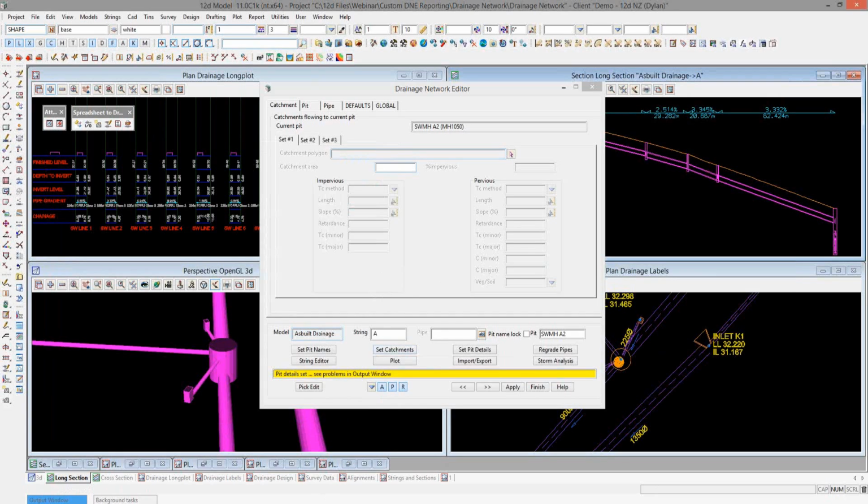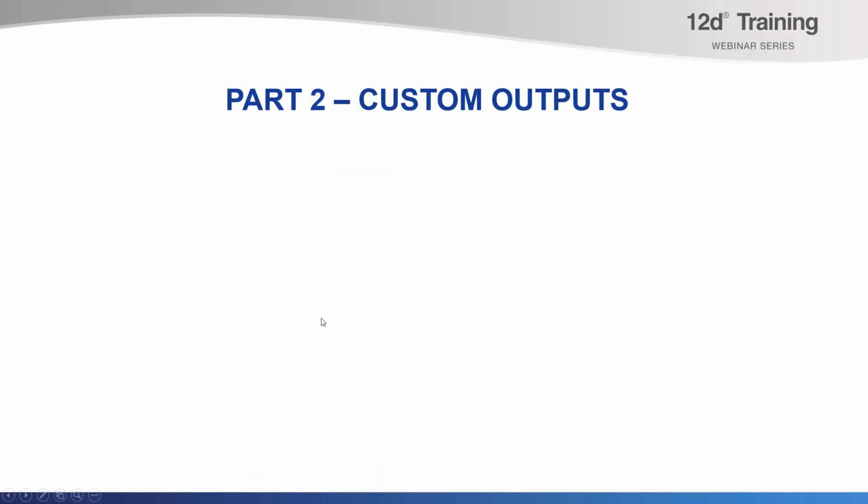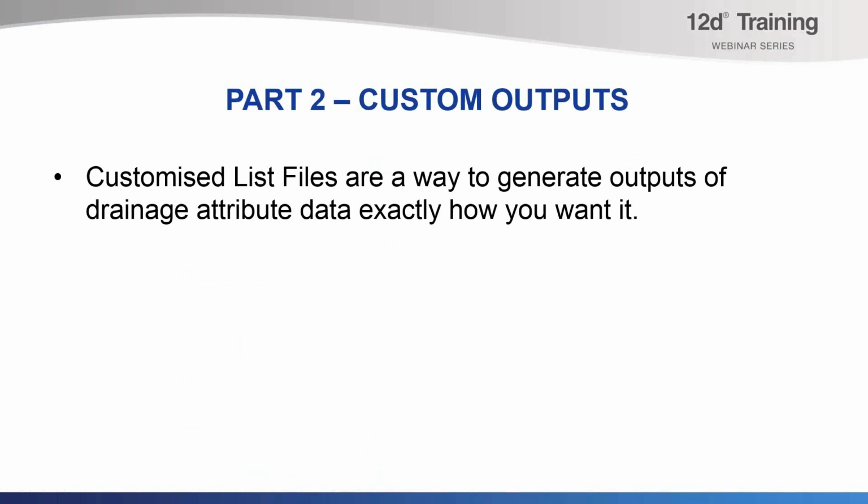Now, the last part of this training webinar is actually creating custom outputs rather than just outputting every single attribute. Just a few pointers on the custom outputs. Customized list files are a way to generate outputs of drainage attribute data exactly how you want it, in the order that you want it.